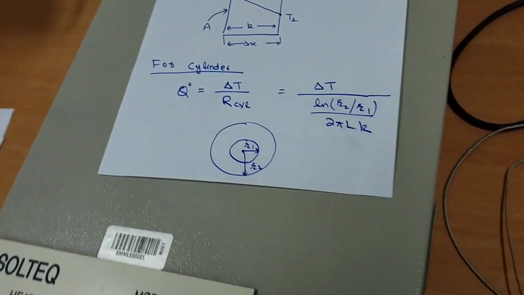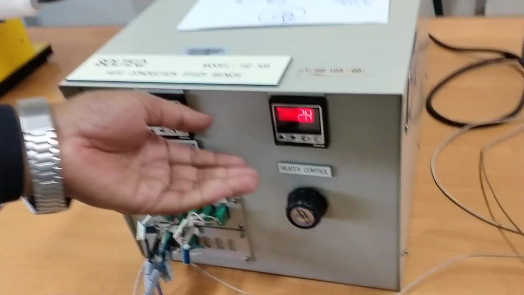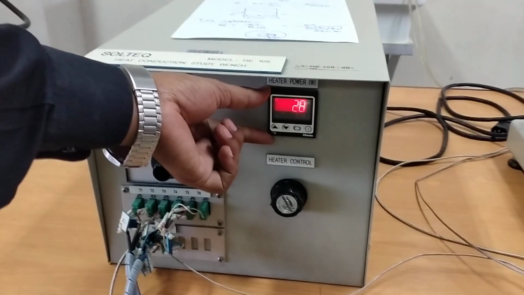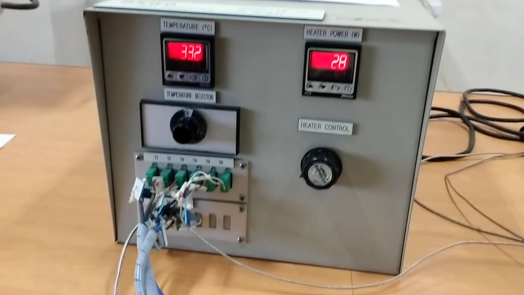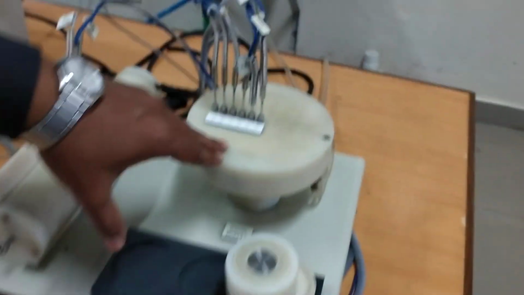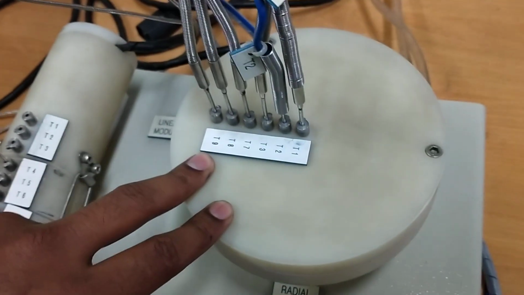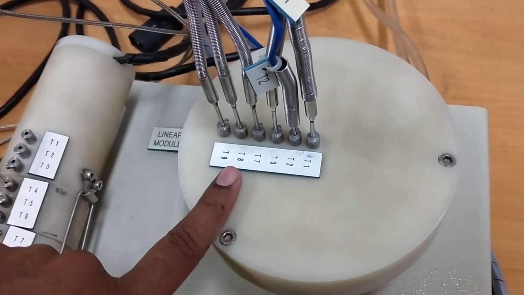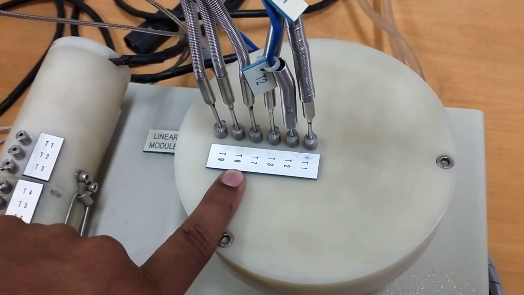Okay, so coming to the equipment, you see I can now measure the Q dot from here. That's 28 watt, and to measure the delta T I need to select two temperatures from out of these 6 temperatures, T1 and T9, from where I can use T2 as R1 and T8 as R2.